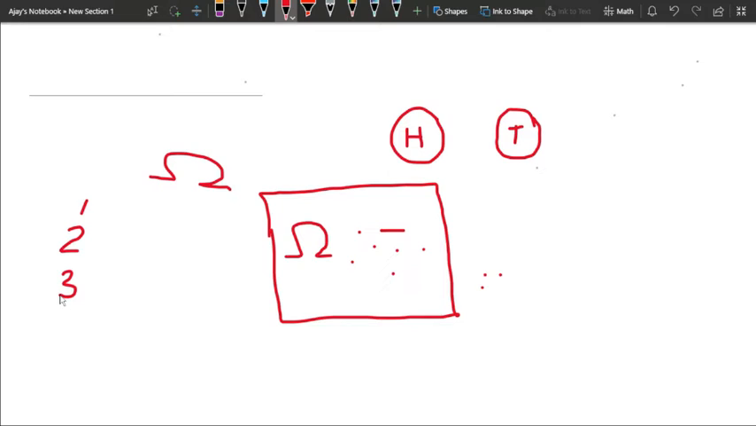Which is the following? Suppose that you flip a coin.